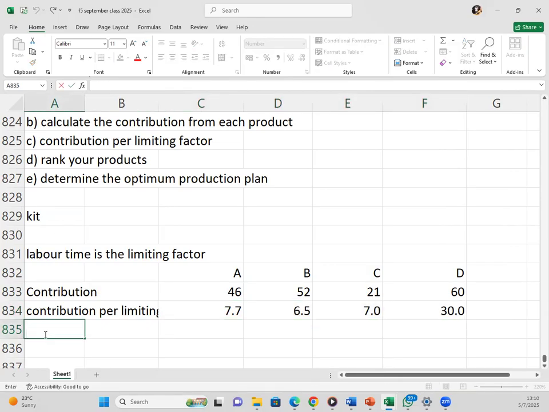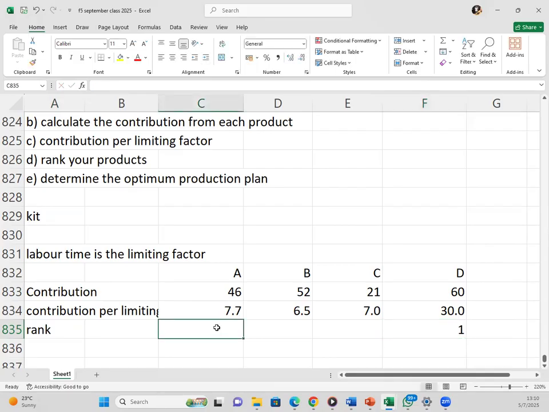So our contribution per limiting factor, we then rank the contribution per limiting factor. So in ranking the highest contribution per limiting factor, we rank that number 1. You rank this one number 2. You rank this one number 3.